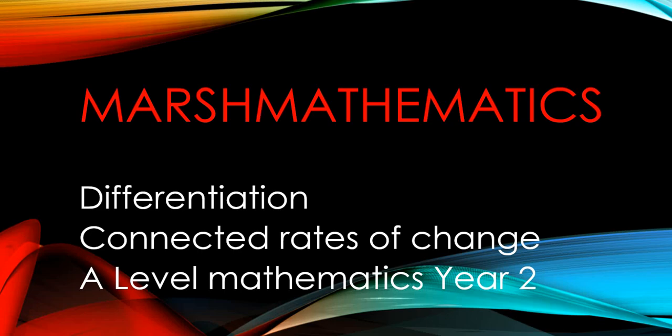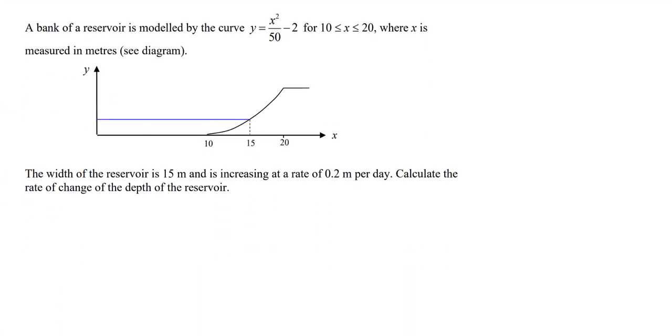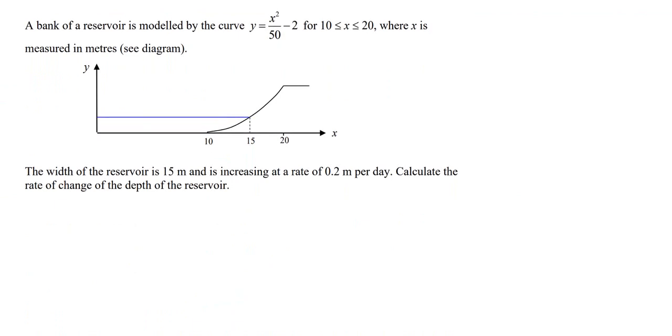It's the second video on differentiation, and it follows on from the video on the chain rule. It's about connected rates of change. Okay, so we're going to have a look at two examples. One quite easy one and one quite difficult one, but they both could be exam type questions.